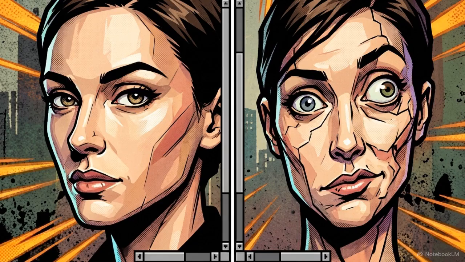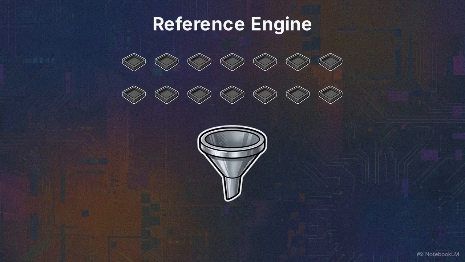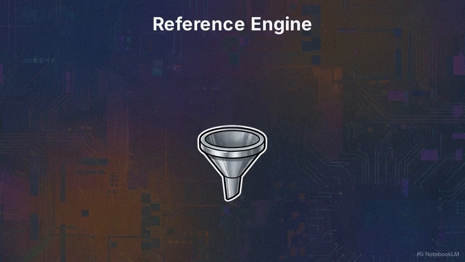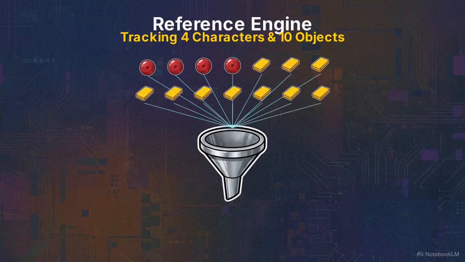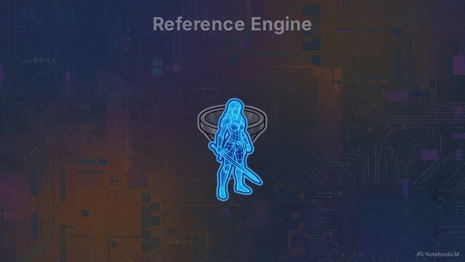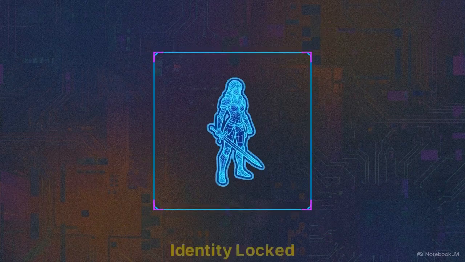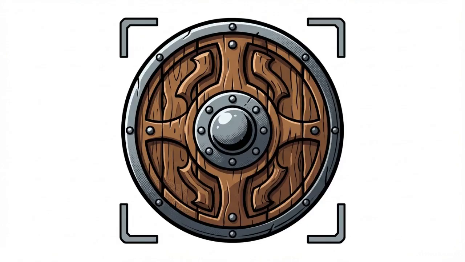The second variable is the physical world. Text alone cannot maintain a character's specific facial identity or the intricate design of a prop across multiple generation requests. The reference engine inside Google Flow processes up to 14 reference images simultaneously, tracking 4 unique characters and 10 specific objects. It merges these visual data streams, applying the exact physical features of referenced faces and props directly onto the new composition.